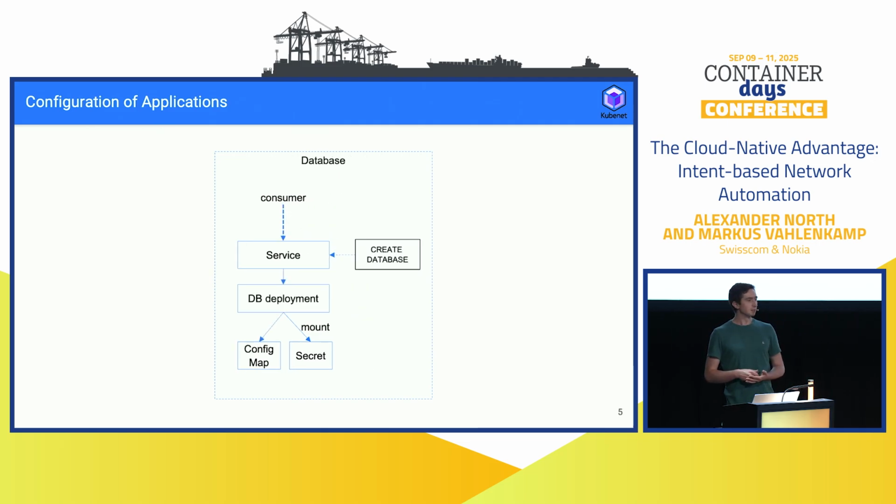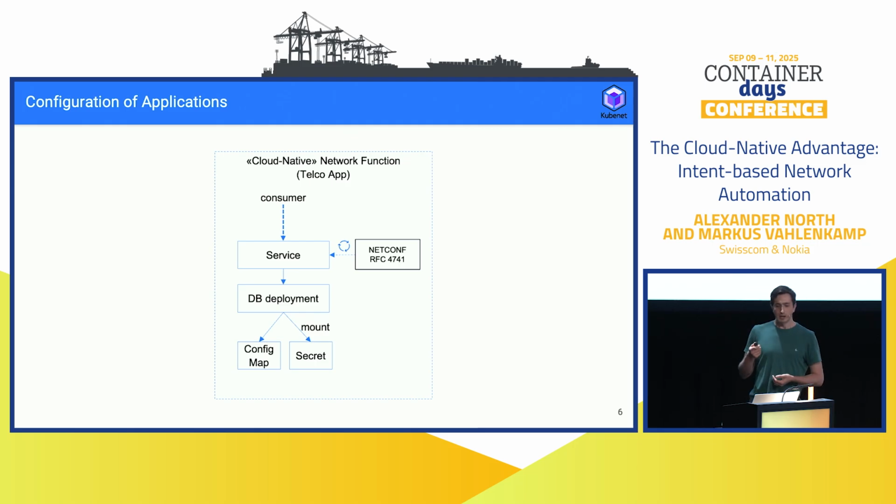Take, for example, a database. You have the same setup: you have a deployment, you have your config map, your secret, potentially, to define some behavior. But before it's ready to use in an application, you need to first create a database, create some tables. A cloud-native function is similar to this. Instead of a SQL query, we have NETCONF, which is a protocol for configuring this device. This is an ongoing process. It's not just initialization time. So we really need something that can support this.